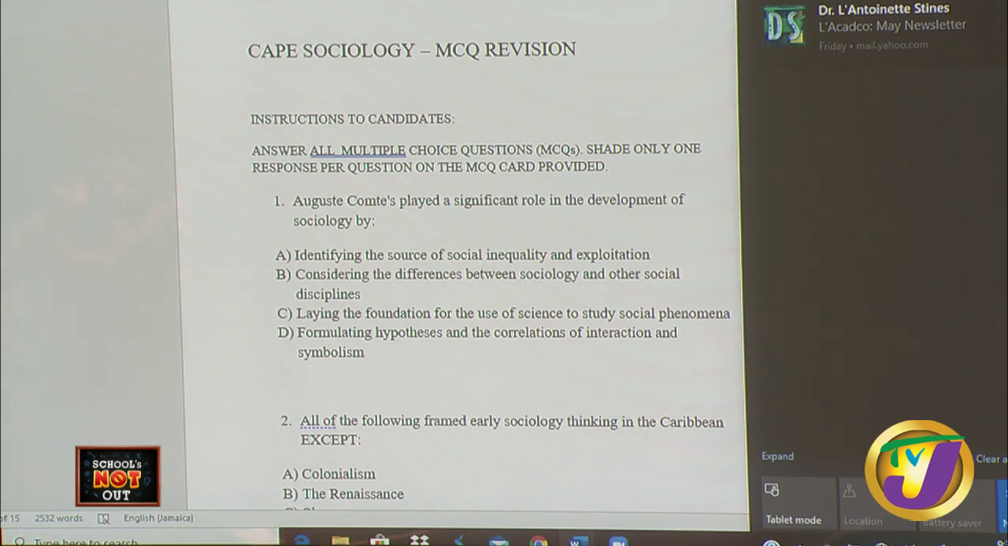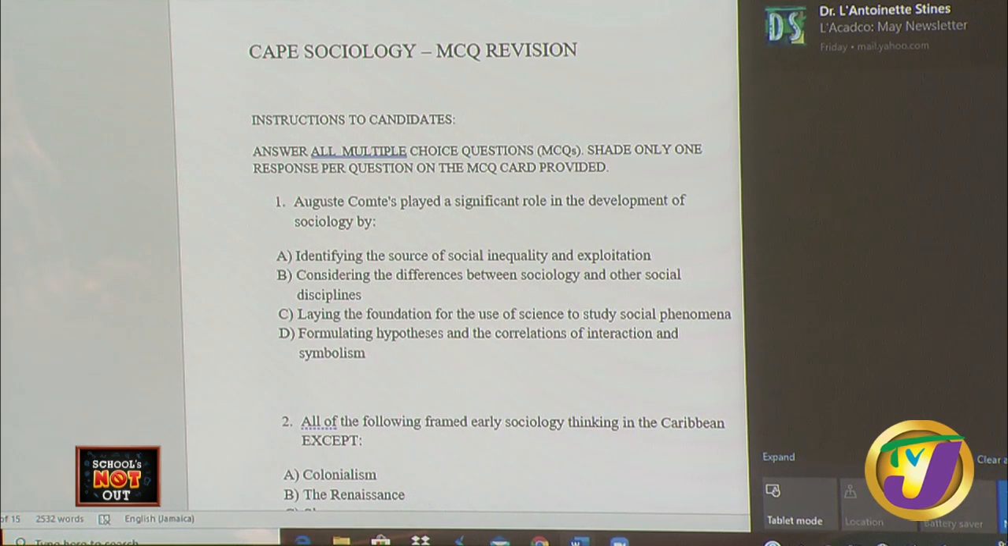If you're not careful, all of them sound very familiar. But which one is the correct one? Which one seems more plausible? And we say by laying the foundation for the use of science to study social phenomena. Because of course, sociology actually used a positivist approach. What they did was to look at social phenomena using the methodologies of the natural sciences. And so that's why that one is the correct one.